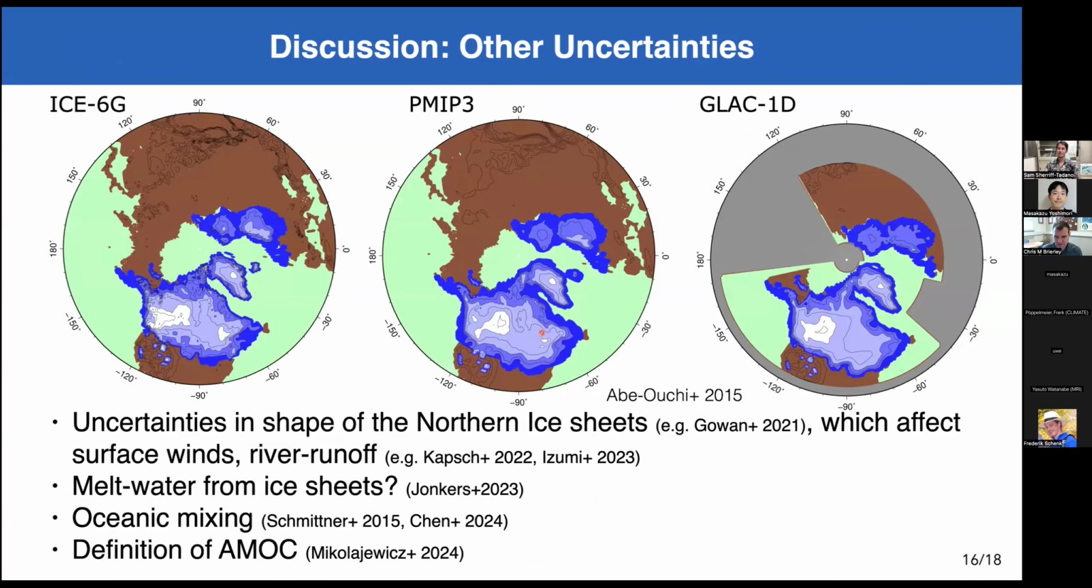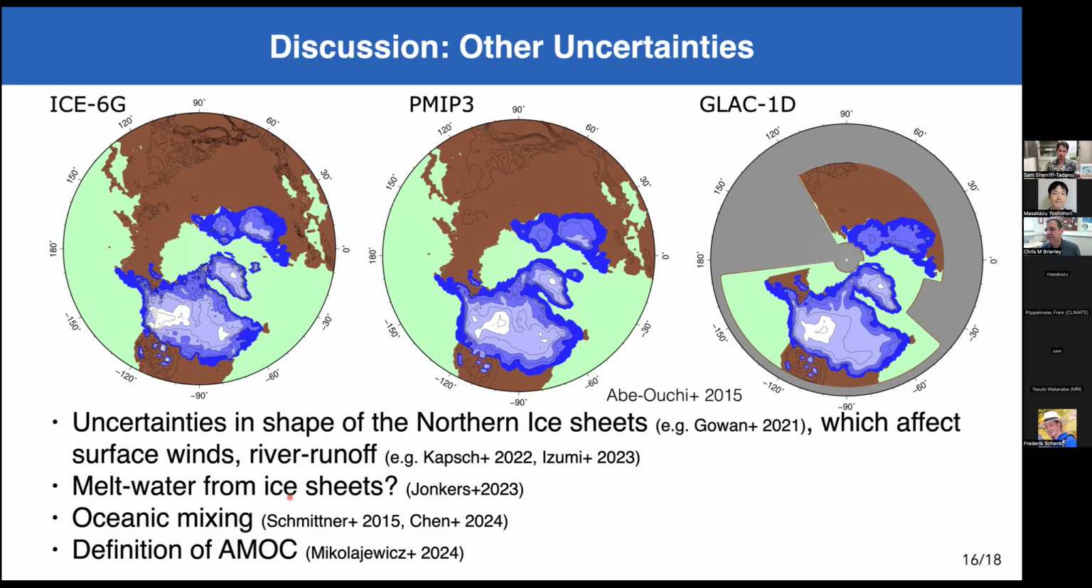There are also other uncertainties, related to the shape of the North American ice sheet, which can affect the strength of the surface wind over the North Atlantic, as well as the direction of the river routing, which can affect the freshwater budget over the Arctic region and also over the northern North Atlantic.